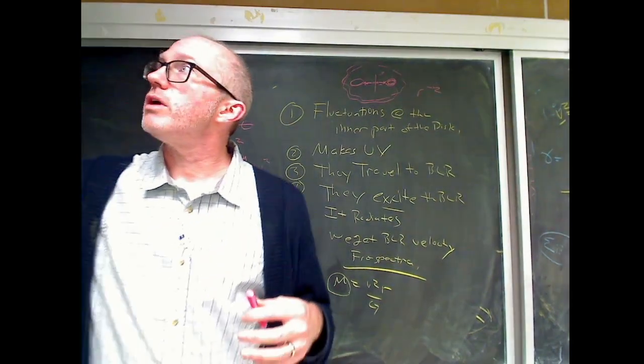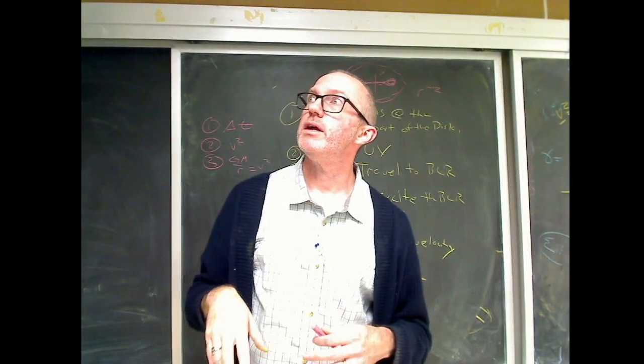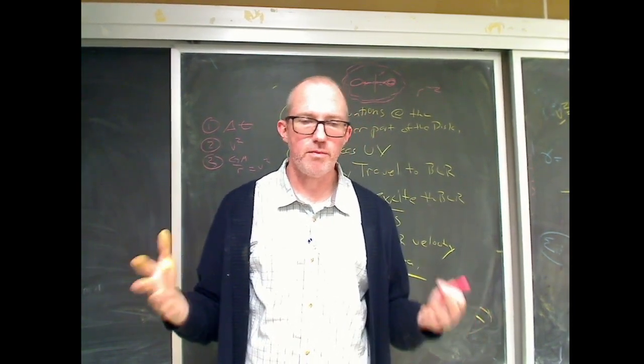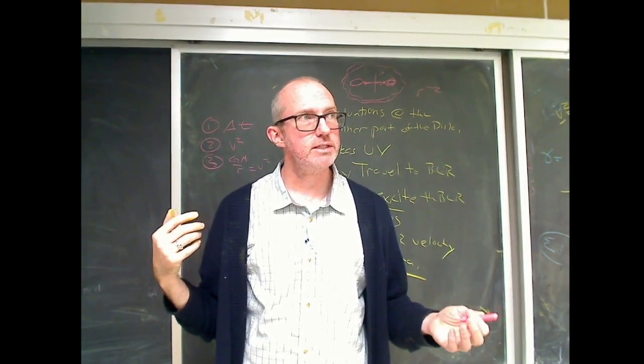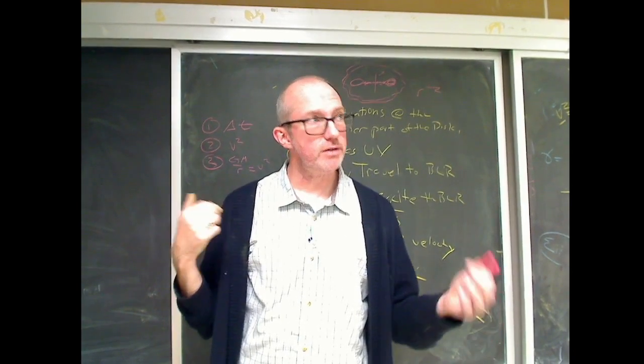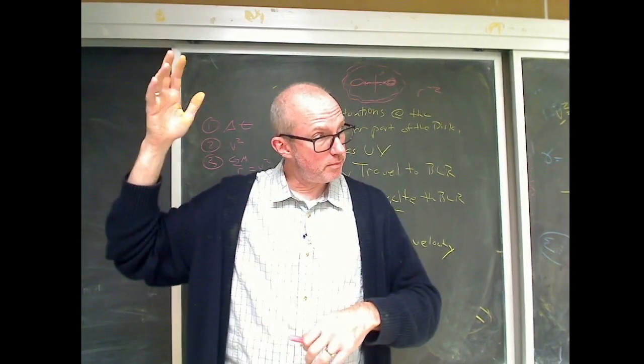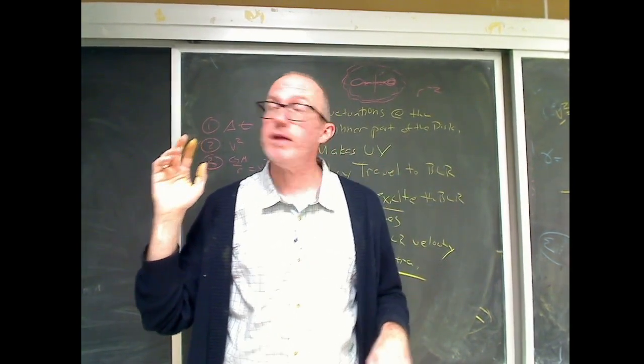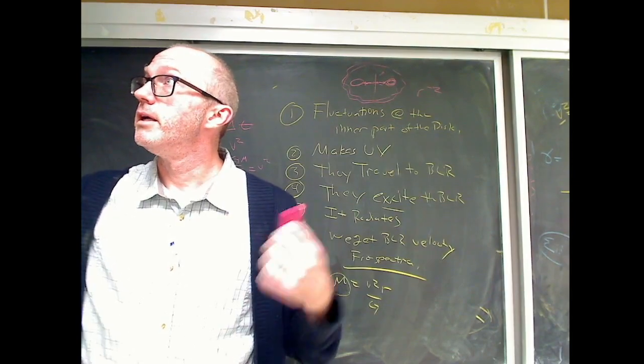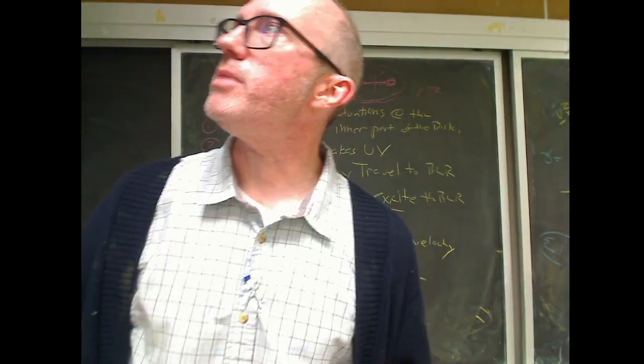These objects are too large for reverb mapping. They seem to come from regions that are about 100 parsecs across, which means we'd have to wait 100 years for the fluctuation to show up, which is too long because my grant runs out and they close the telescope. So we can't do reverberation mapping on that.